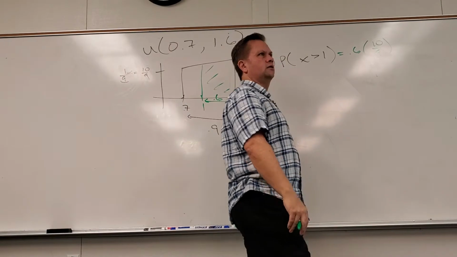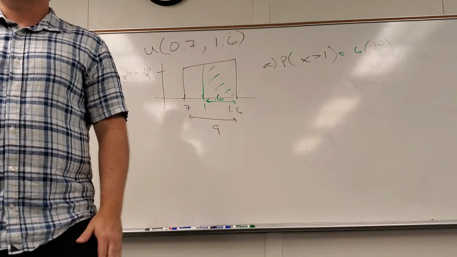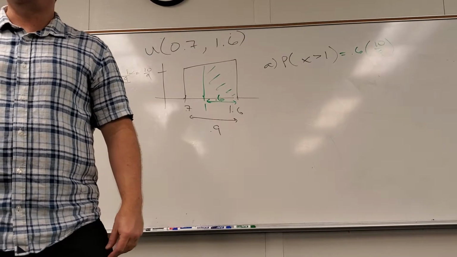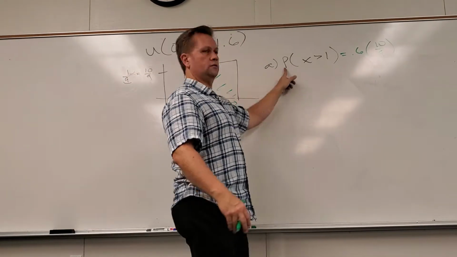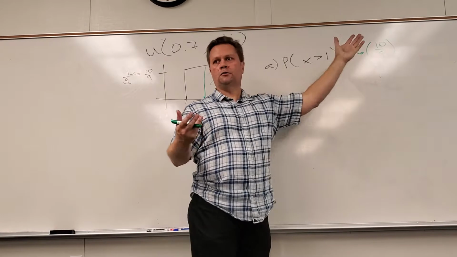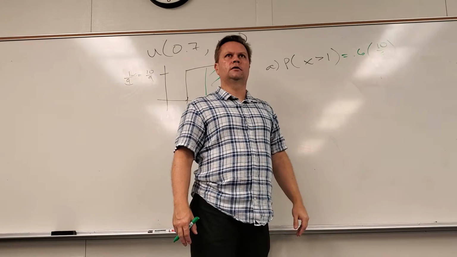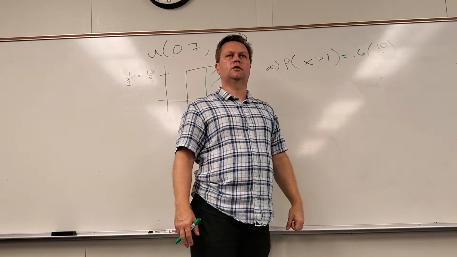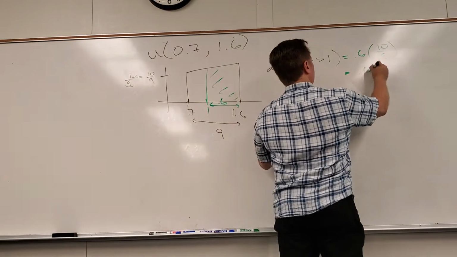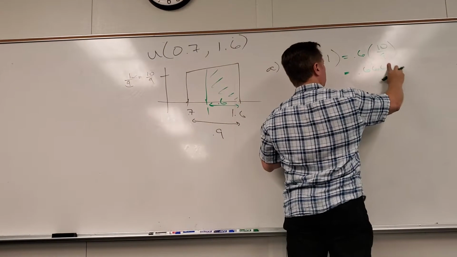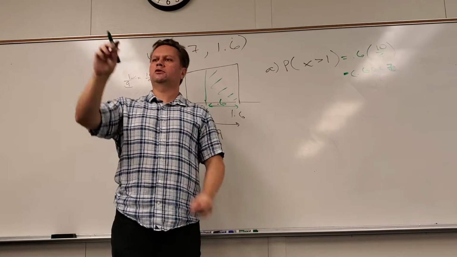200 over 3. These are still probabilities. This is a probability question. So yeah, you round it to 4 places. 0.6... is it 6? Okay. So you make this 0.666. Round it to 3.